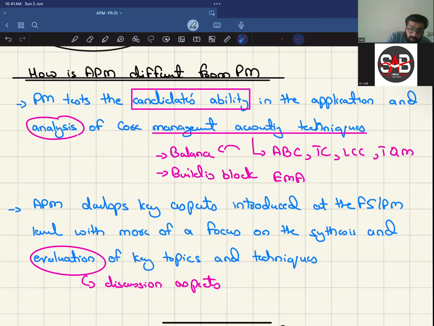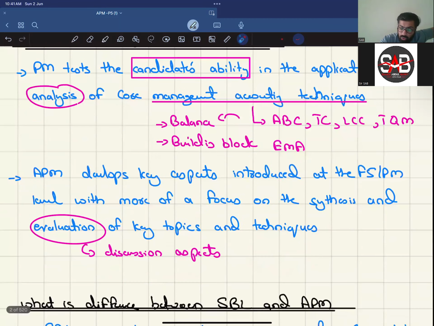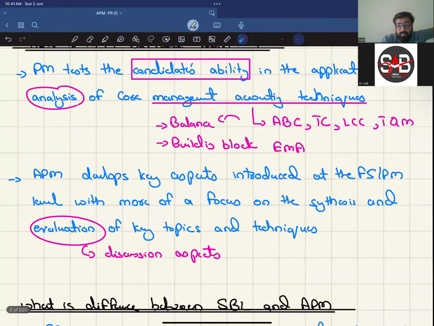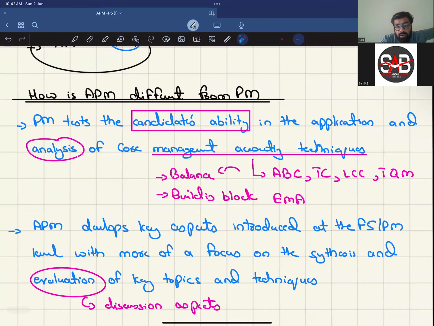Now in APM, you are not going to be calculating the numbers that you have been doing in performance management. Then, sir, what are we going to be doing here? You're going to be discussing the evaluation of these topics and techniques.